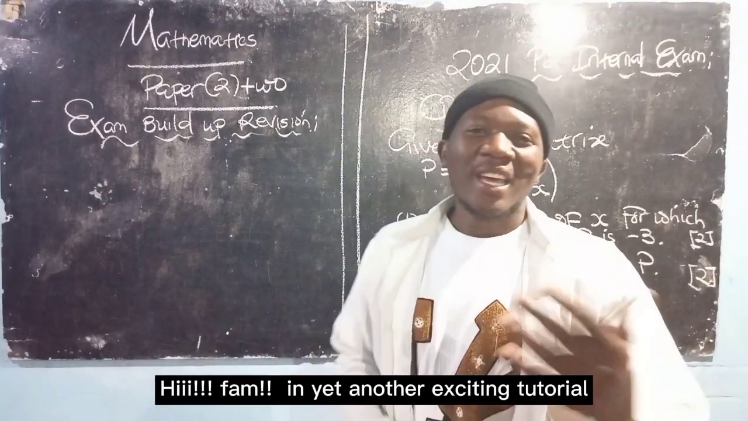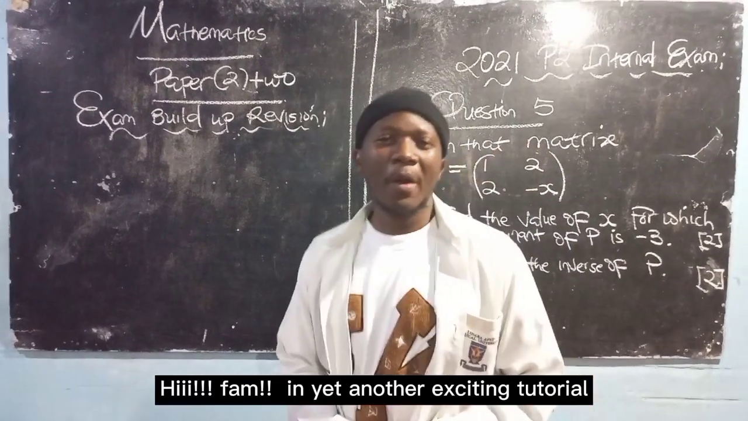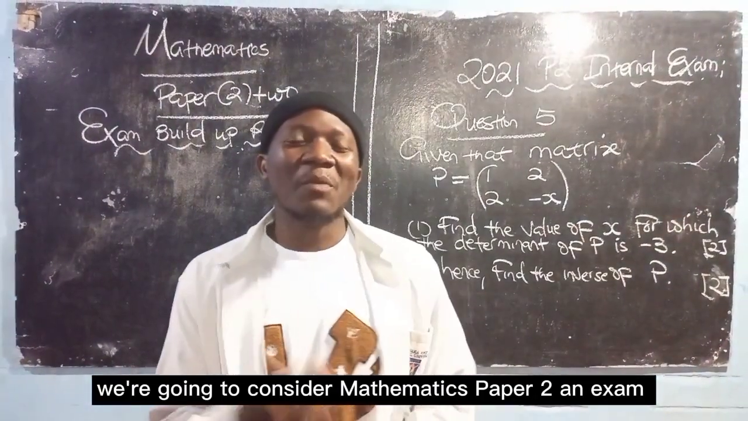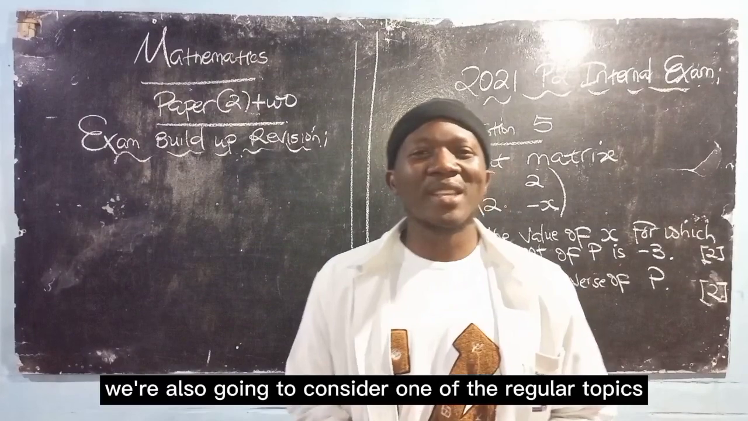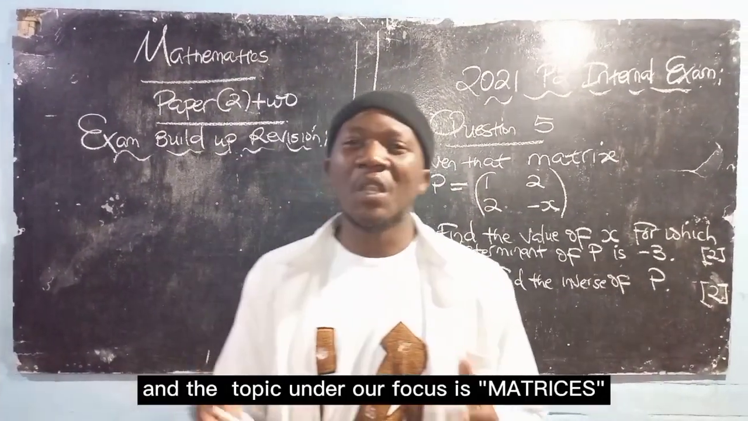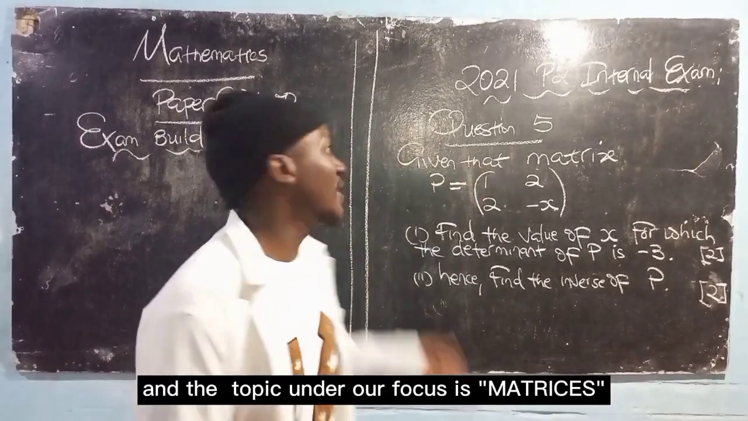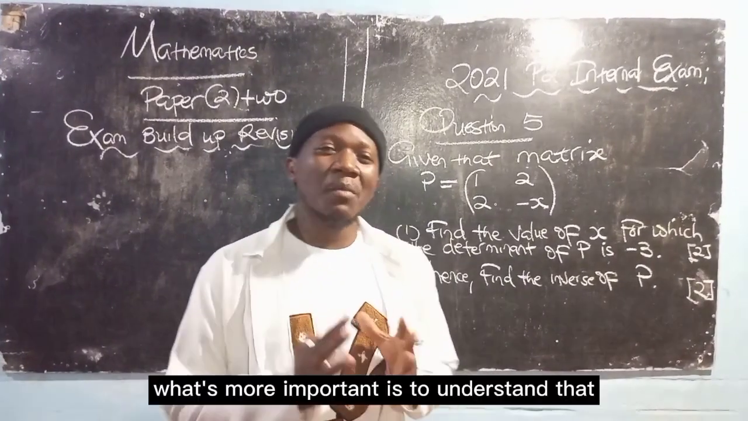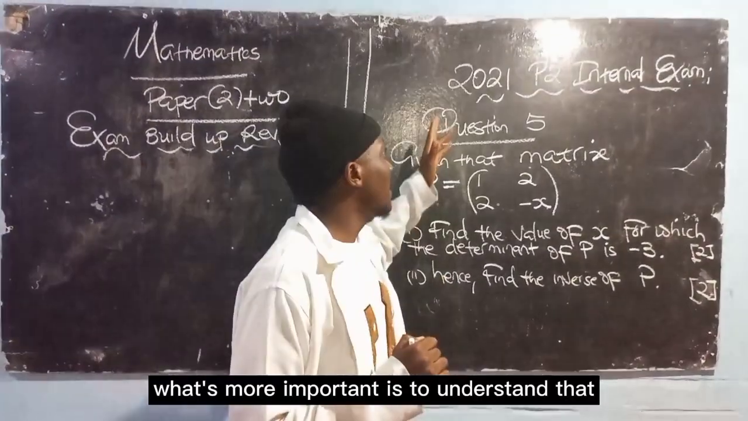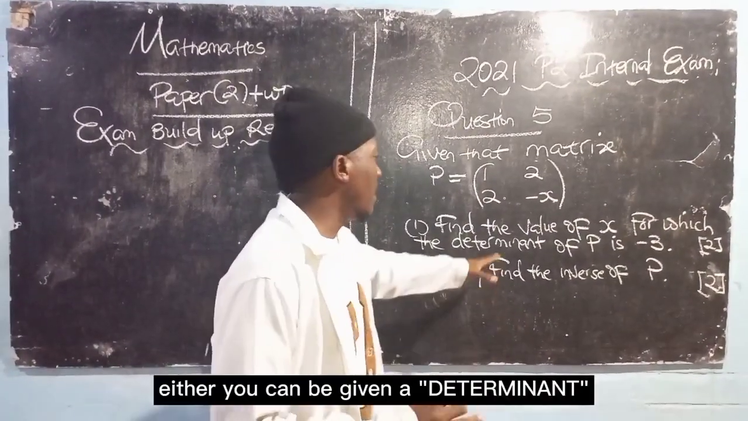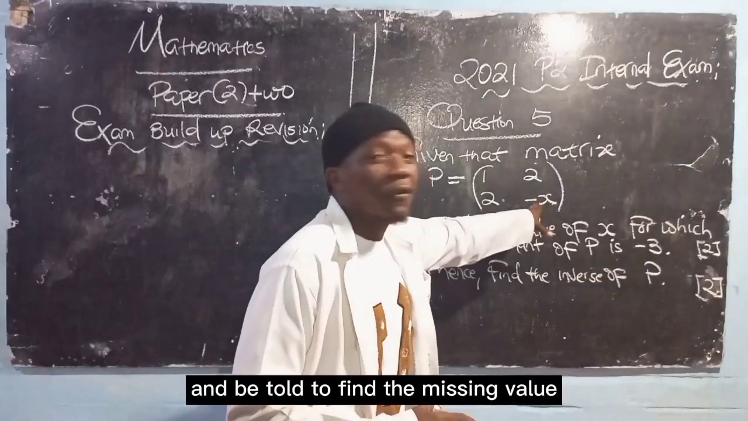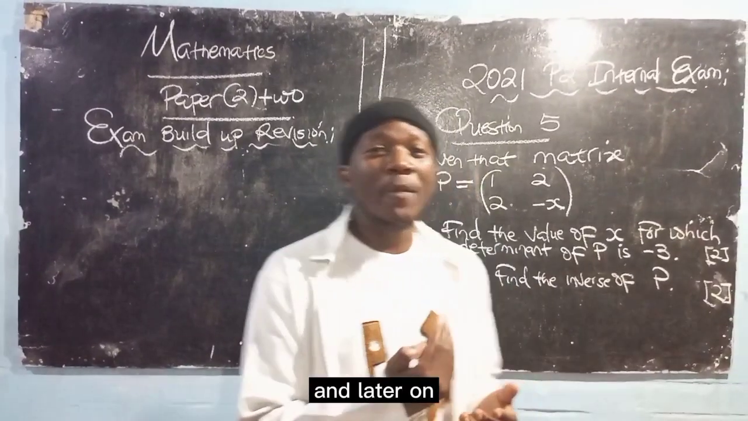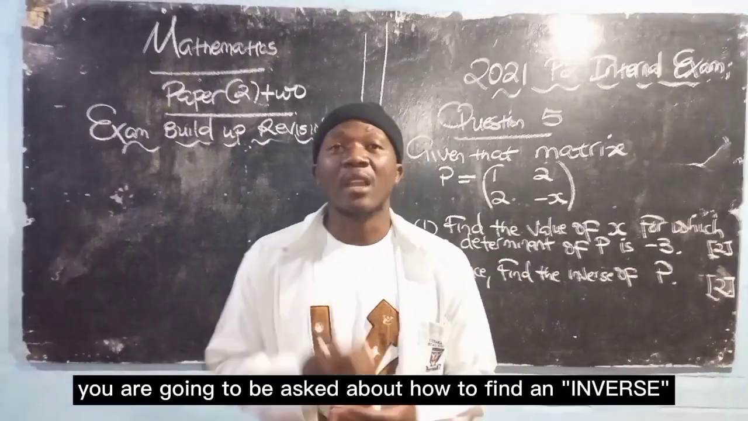Hi, fam. In yet another exciting tutorial, we're going to consider mathematics paper 2 and exam build-up revision. We're also going to consider one of the regular topics, and our topic under our focus is matrices. Considering the 2021 paper 2 internal exam, what's more important is to understand that under matrices, either you can be given the determinant and be taught to find the missing value, which is represented by an unknown letter, and later on you are going to be asked about how to find an inverse.